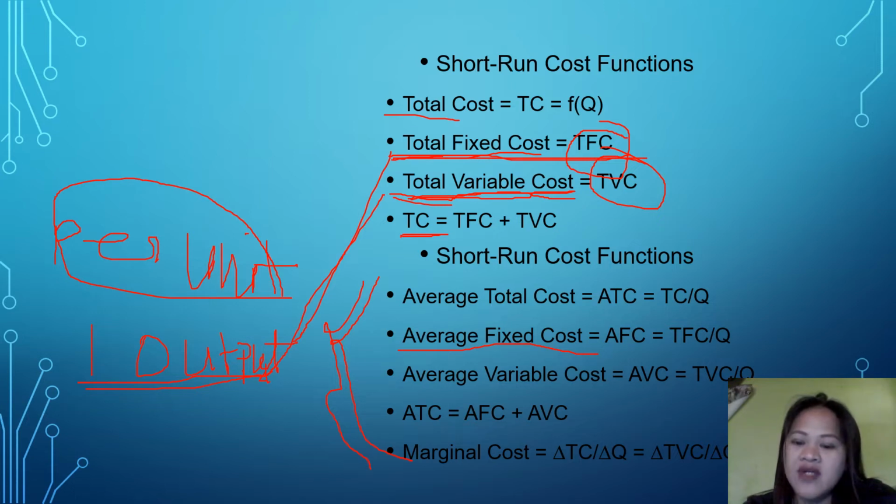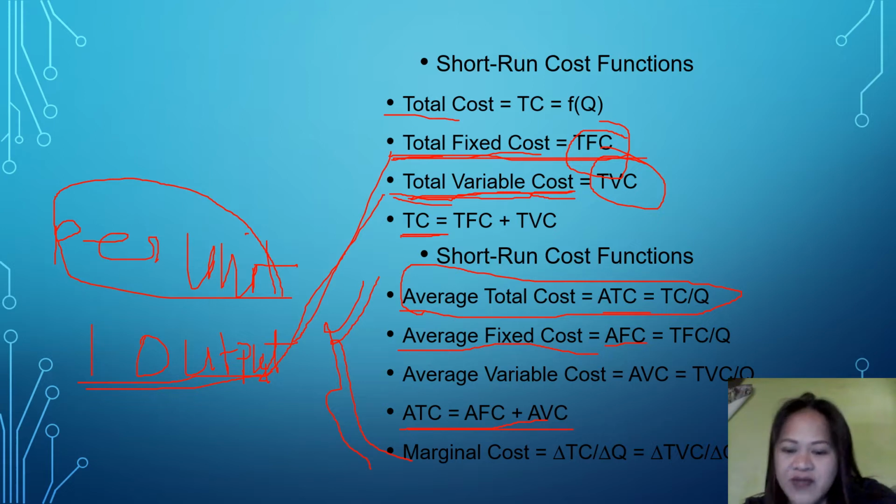Now again, if you're going to add both of these, it will give you your average total cost. Or simply, there are two ways to derive your average total cost. This is the first one, and this is the other one. Okay? It is just the total cost divided by the quantity, or the addition of the average fixed cost and the average variable cost.